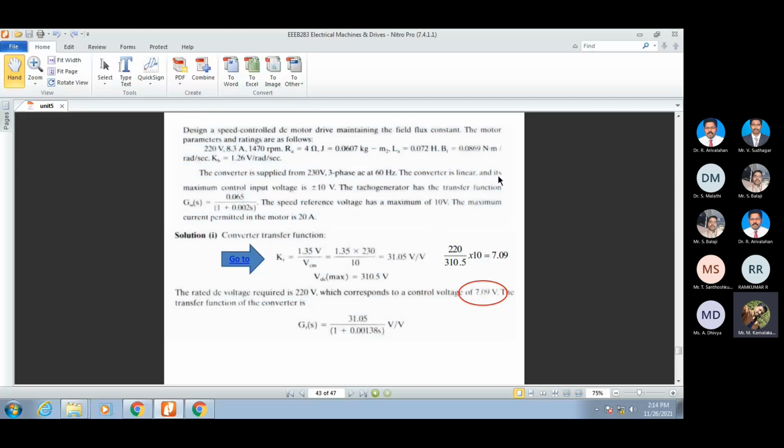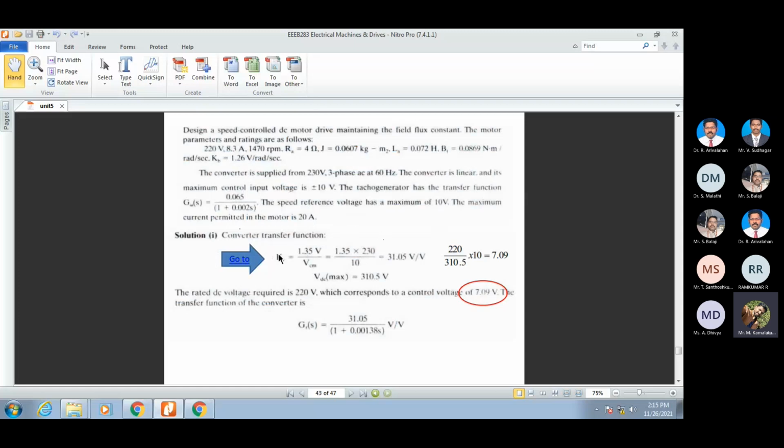The tacho generator has a transfer function, and they have clearly given the outer loop transfer function itself. The gain of the speed control loop and the time constant of the speed control loop are clearly mentioned here, so there is no need to compute that. They have directly given the tacho generator speed control loop transfer function, and the speed reference voltage has a maximum of 10 volt. The maximum current permitted in the motor is 20 ampere. So with these restrictions, we are designing all the things.